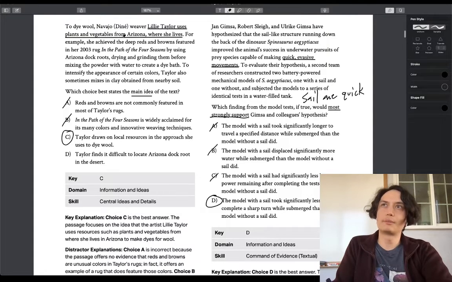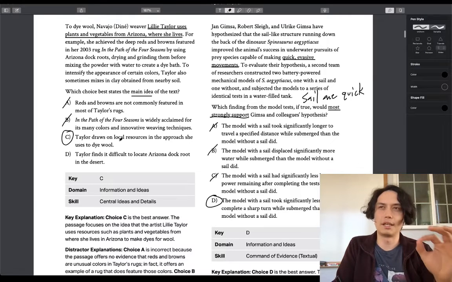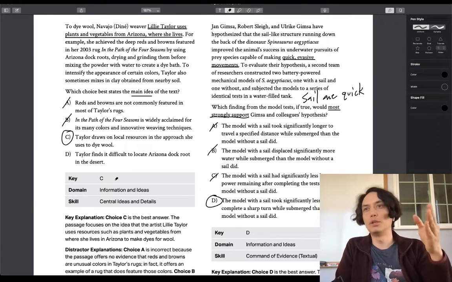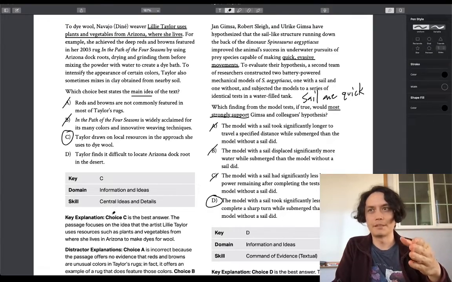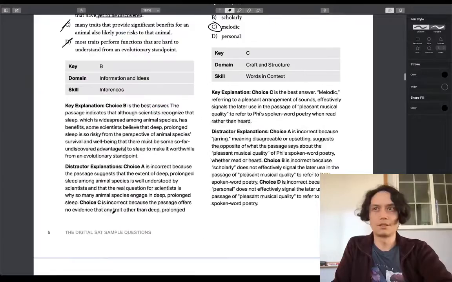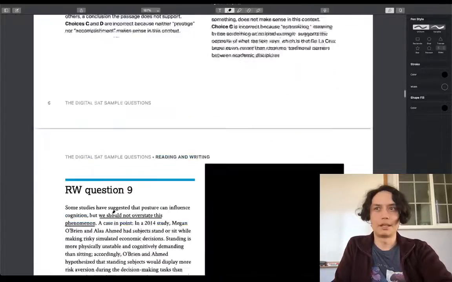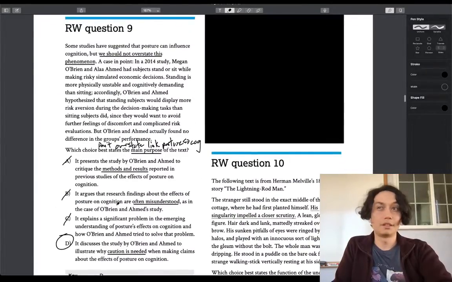Lily Taylor uses plants and animals from Arizona where she lived. Taylor draws on local resources in the approach she uses to die. Well, we're just restating what is the main idea. We've got to hone in on this central idea. And so that's information and ideas. And by contrast, this is the main purpose.